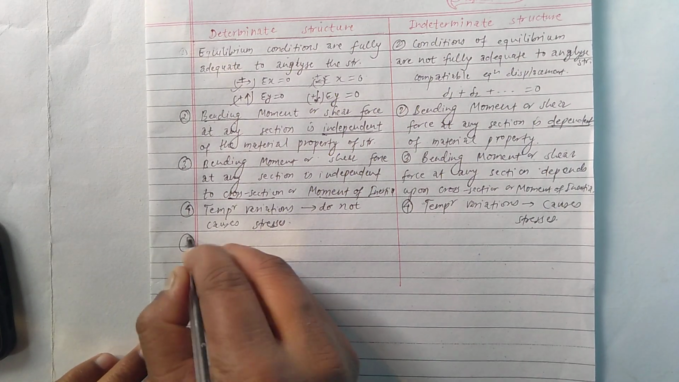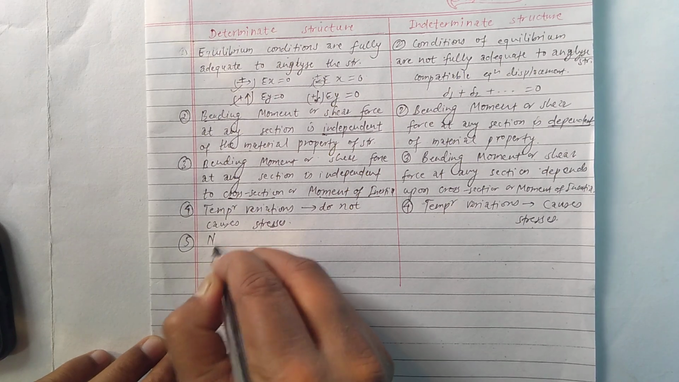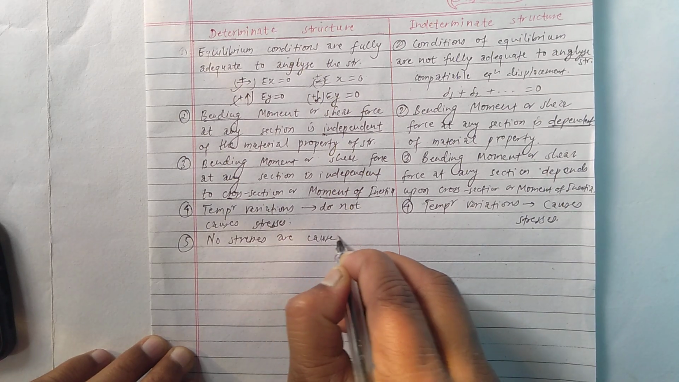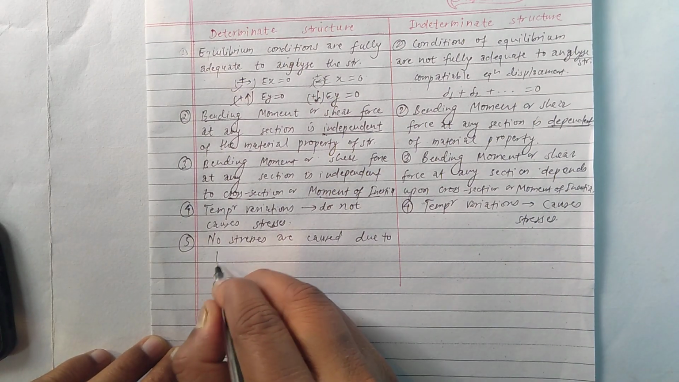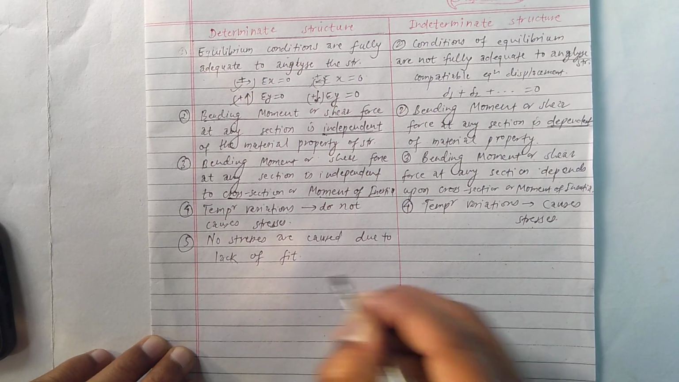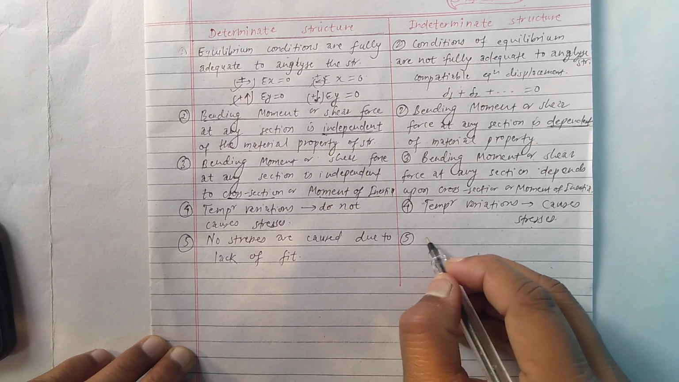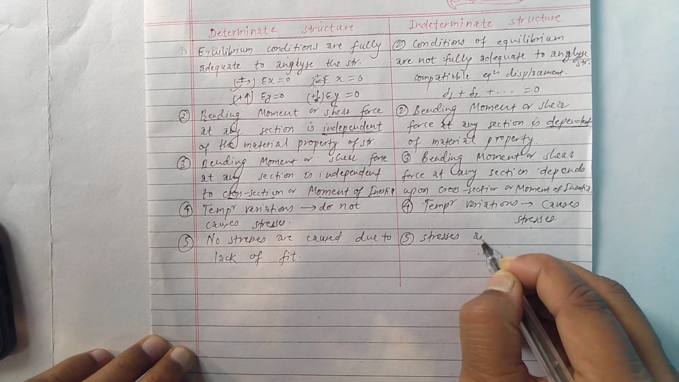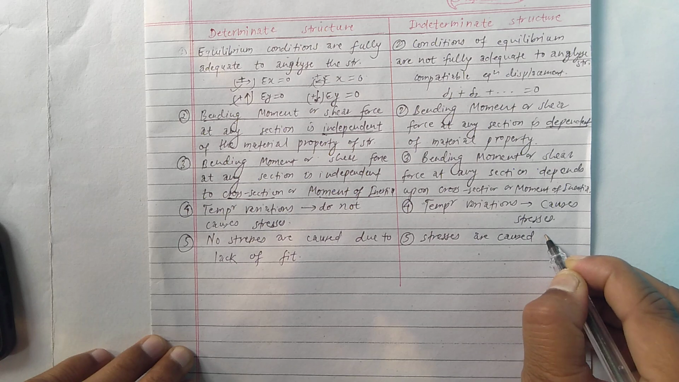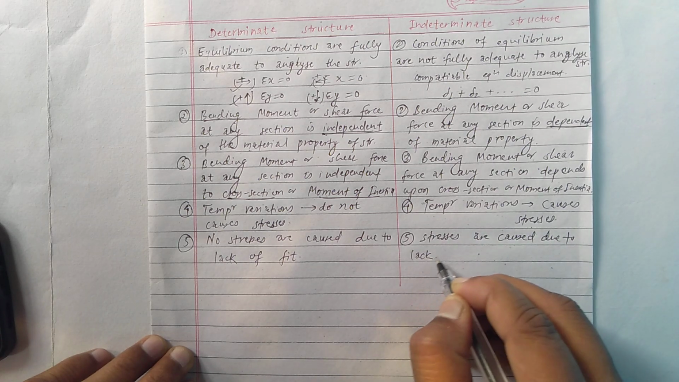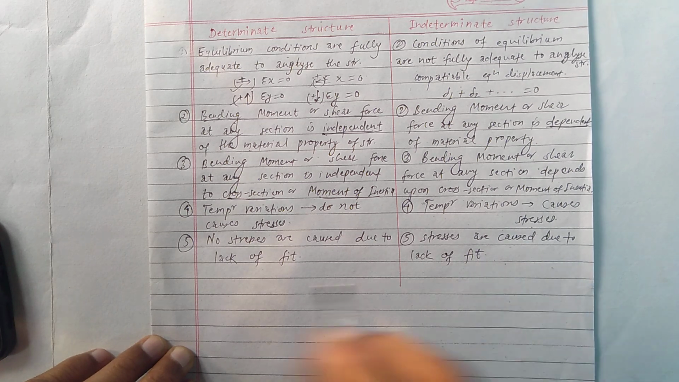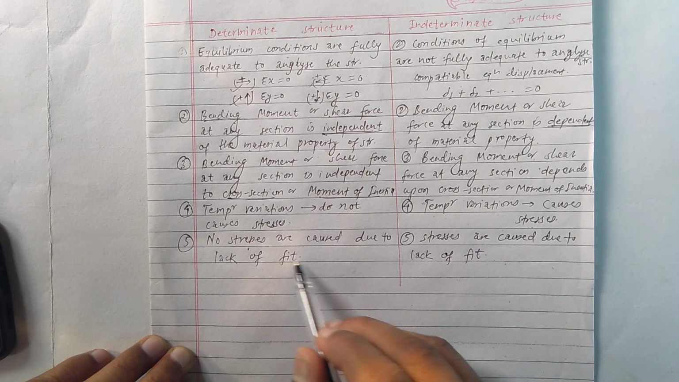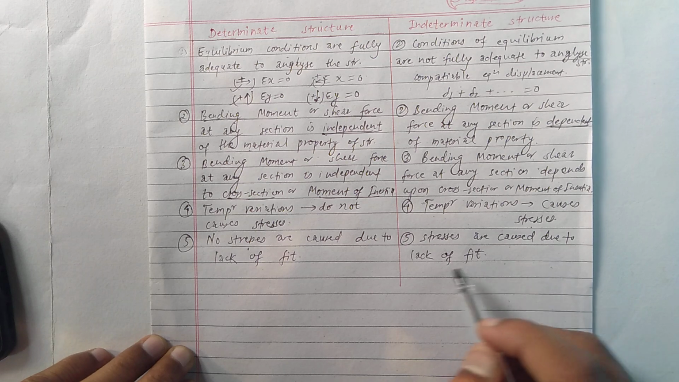And in the fifth point, in a determinate structure no stresses are caused due to lack of heat. But in an indeterminate structure, stresses are caused due to lack of heat. In a determinate structure, no stresses are caused due to lack of heat, but in an indeterminate structure, stresses are caused due to lack of heat.